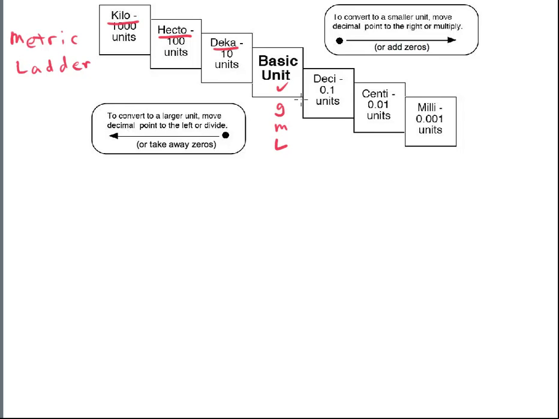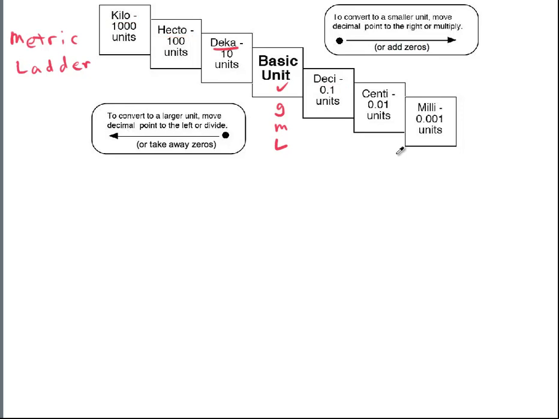If we took that gram and went the other direction, when we broke it up into small pieces, if we broke it up into 10 equal pieces, each one would be a decigram. 100 pieces, each piece would be a centigram. And if we broke that gram up into 1,000 pieces, it would be a milligram.